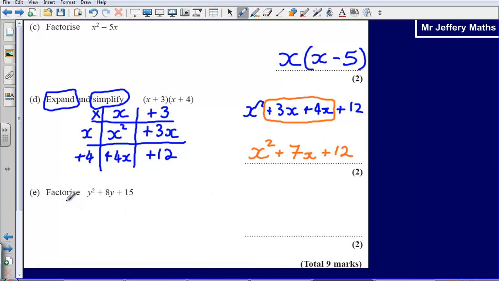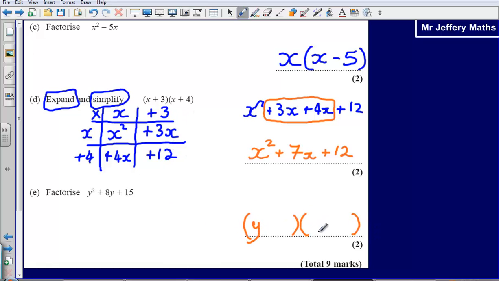So part E, I'm asked to factorise y squared plus 8y plus 15. So I can see that this is in a similar format to x squared plus 7x plus 12. So what I'm going to need to recognise is that this is going to factorise into two double brackets.